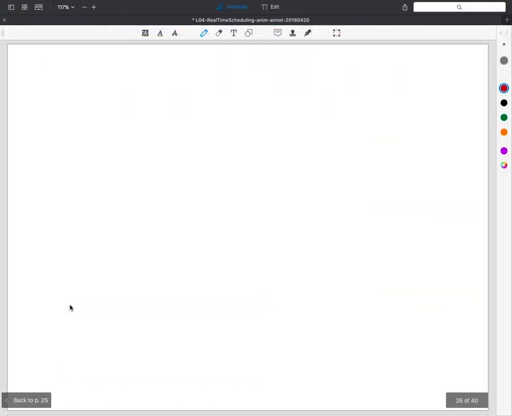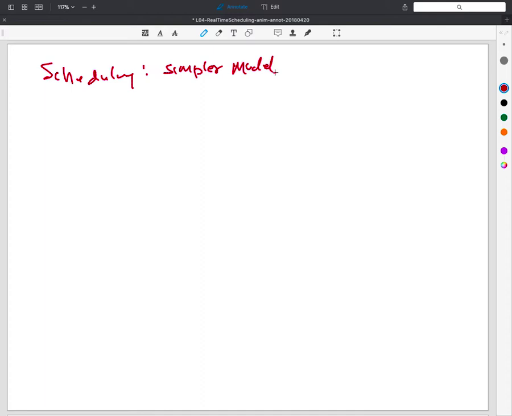So for scheduling, simpler model. And the simpler model we had is that we have a bunch of tasks. Think of them as handlers for events. So we had a bunch of tasks, tau 1 through tau n, and they had associated with them periods, t1 through tn.